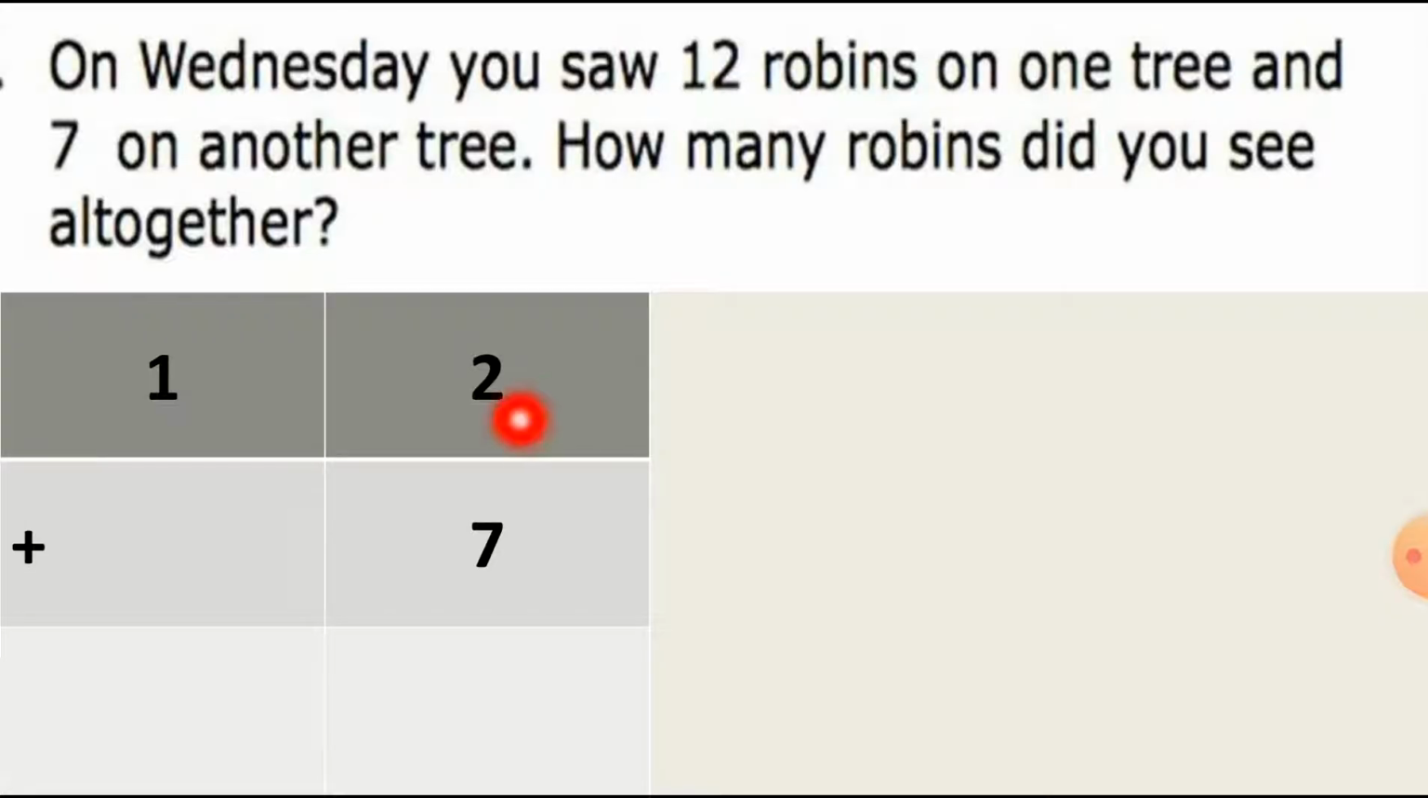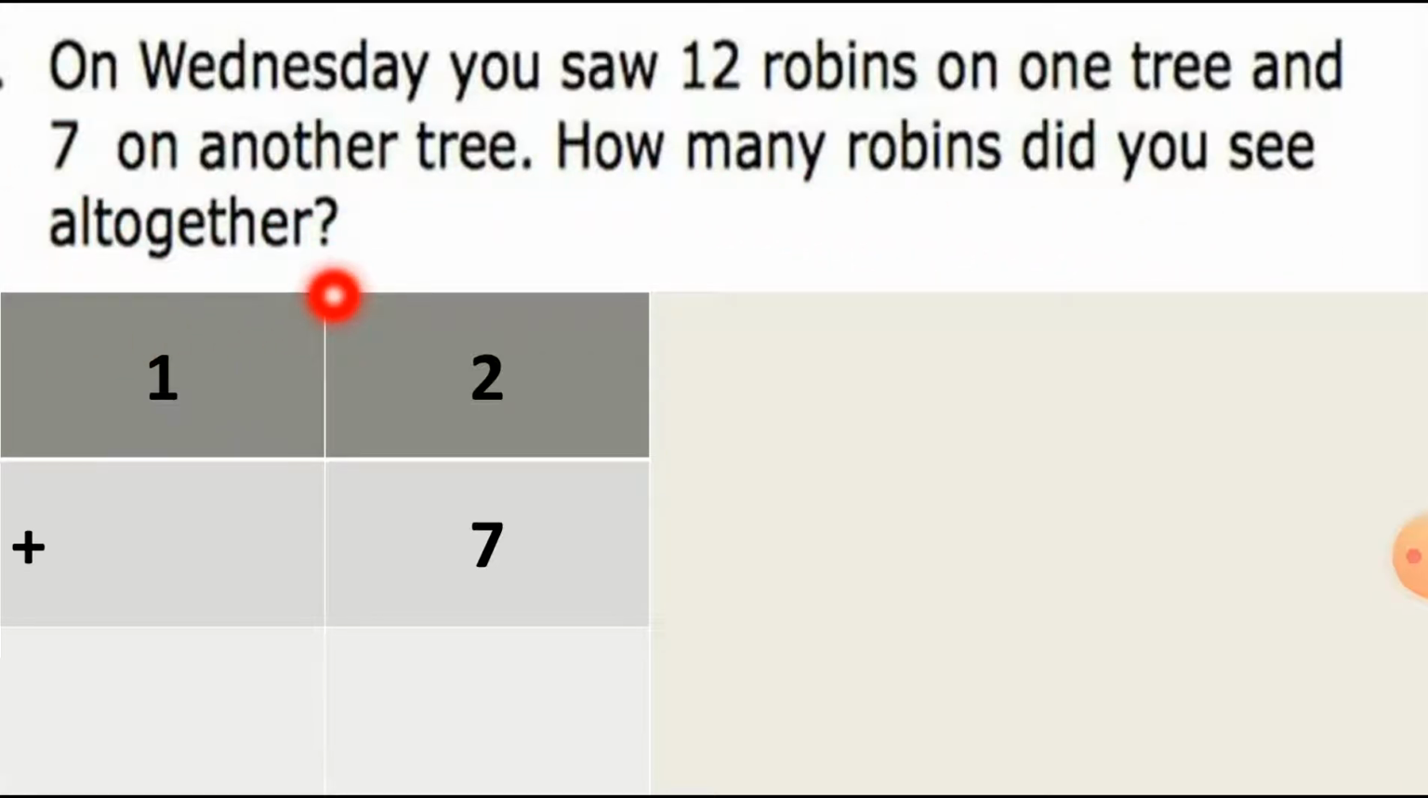Now on Wednesday, you have to repeat after me. On Wednesday, you saw 12 robins on one tree. So on one tree there are robins. Robin is a bird, and 7 on another tree. Okay, there are 2 trees, and on both the trees there are some birds. On the first tree there are 12 robins, and on the second tree there are 7 robins. How many robins did you see altogether?